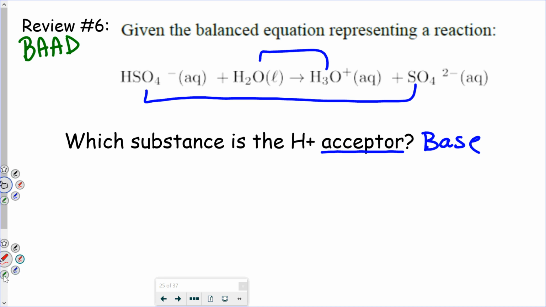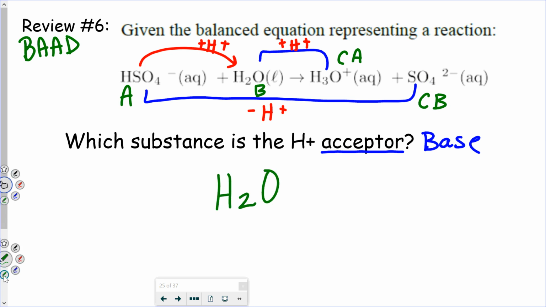I then need to figure out, going for each, did it gain or lose a hydrogen? Going from HSO4 to SO4, I lost a hydrogen. Going from H2O to H3O, I gained a hydrogen. Well, where did that water get the hydrogen from? It got it from the HSO4. So what this means is that the HSO4 is the donor, so it's the acid. The H2O is the acceptor, making it the base. The acid is always with its conjugate base, and the base is always with its conjugate acid. So which substance is the H plus acceptor? It's your base, which is the water in this case.